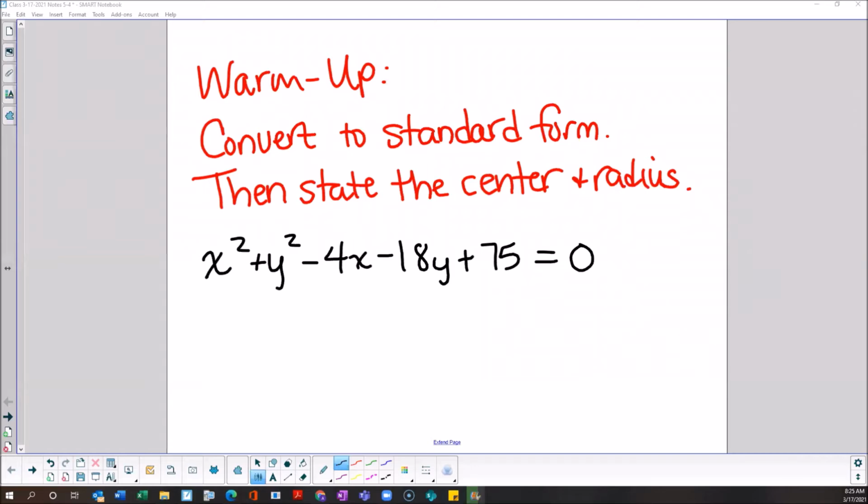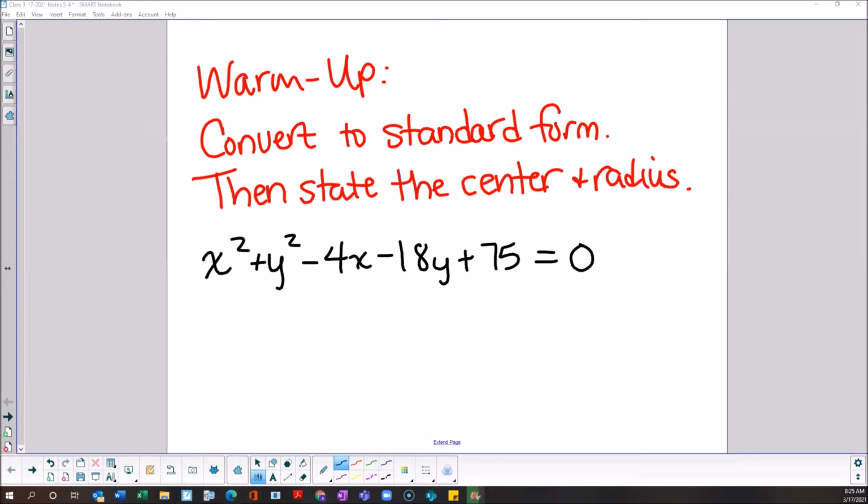Okay, I'll give you a few minutes to work the warm-up that's on the board. We'll get a few more people in here. And so remember, you can use your notes from yesterday. So you might need to follow all the steps that we did.